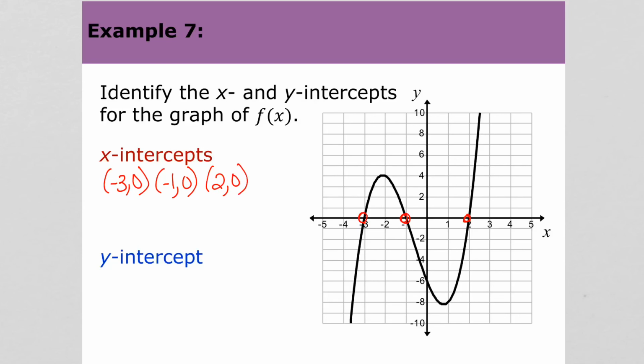And then what is the y-intercept? It crosses down here at negative 6. So the y-intercept would be at the point 0, negative 6. That concludes this section.